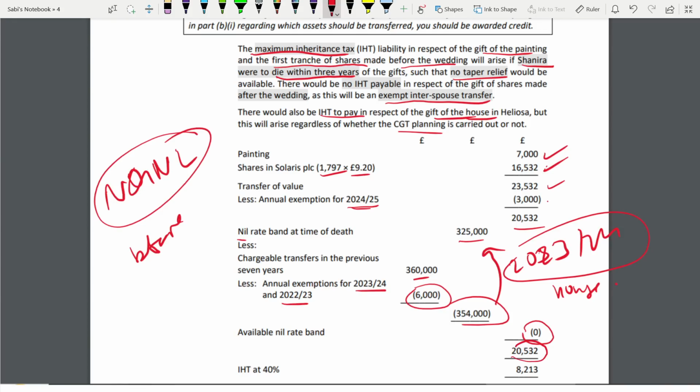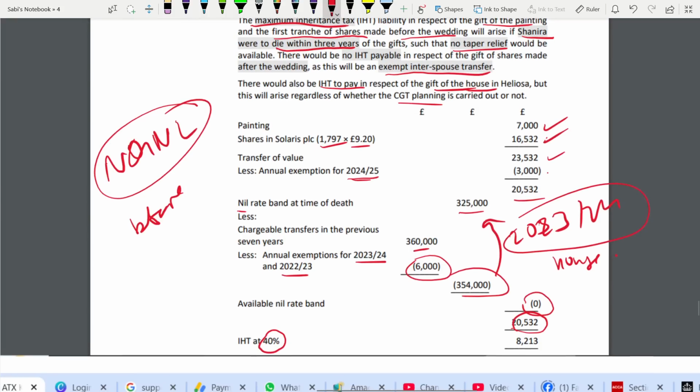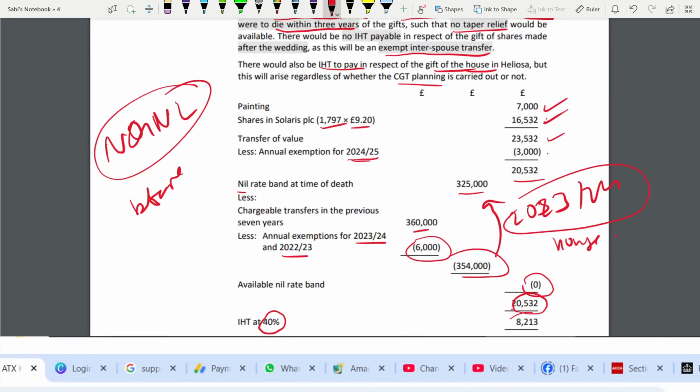On this you are going to pay 40% because you have not left anything to charity. So you can't reduce the IHT to 36% also. This is your maximum IHT that you have to pay.